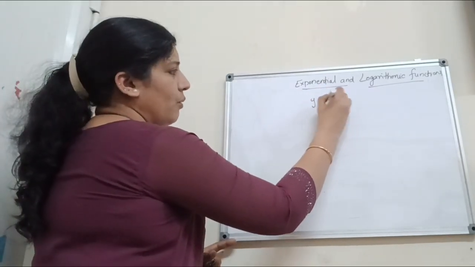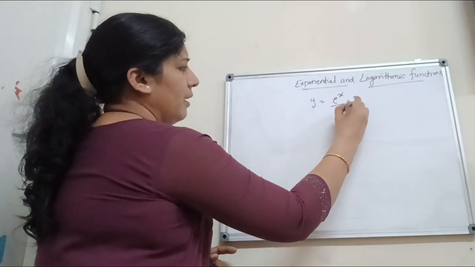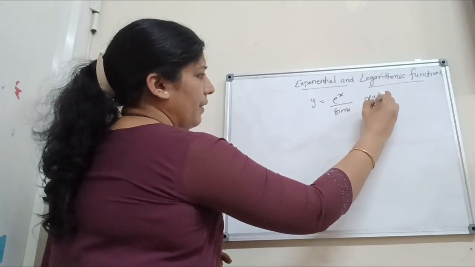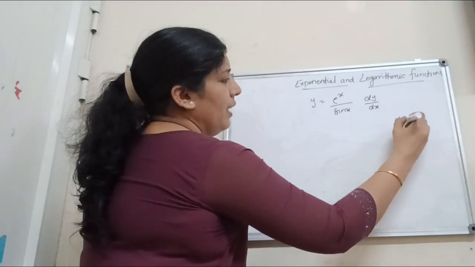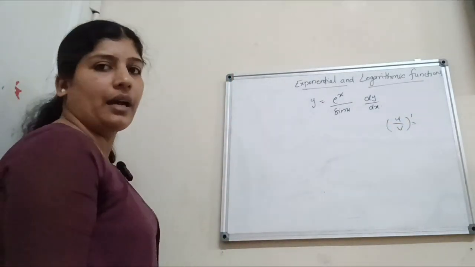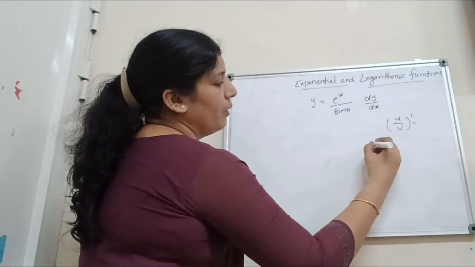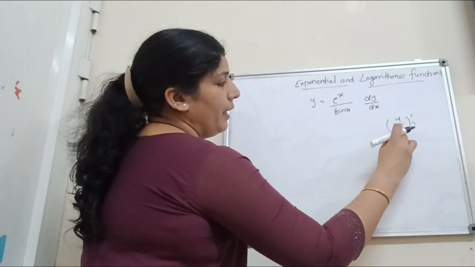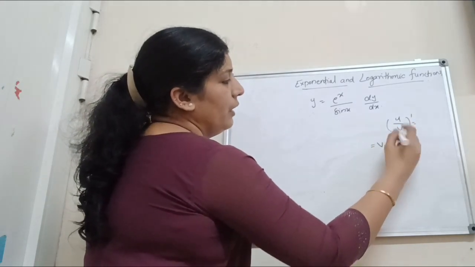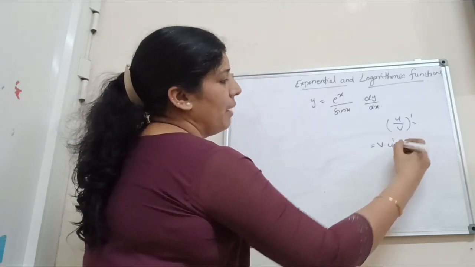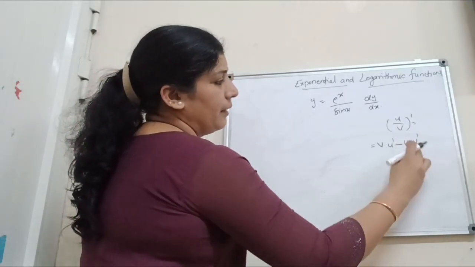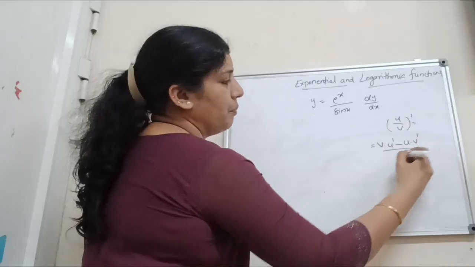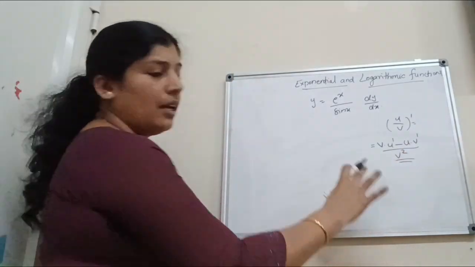Consider the function y equal to e raised to x by sine x. How can we find out dy by dx? Here, we have to apply quotient rule. That means u by v whole dash is equal to, how can we write? It will be equal to denominator, here denominator is v, that is v into derivative of numerator u dash minus numerator into derivative of denominator, that is u into v dash, divided by denominator square. This is the quotient rule.